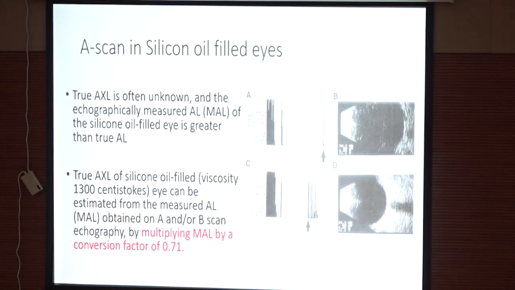Now A scan in silicon filled eyes can be tricky because the true axial length is often unknown and the measured axial length is greater than the true axial length. So in such cases, we can multiply the measured axial length by a conversion factor of 0.71. So this is how we can derive the true axial length in a silicon oil filled eye by the contact method.